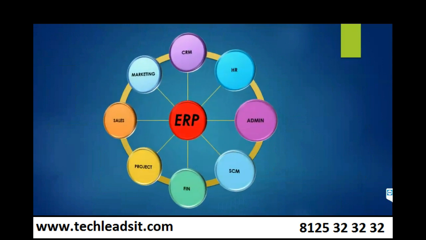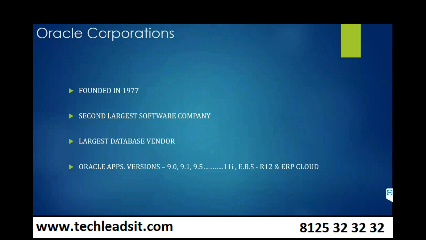Okay, so going forward, let us discuss a little bit about Oracle. It was founded in 1977. It's the second largest software company in the world right now, but it still stands number one in terms of database. It is the largest database vendor.